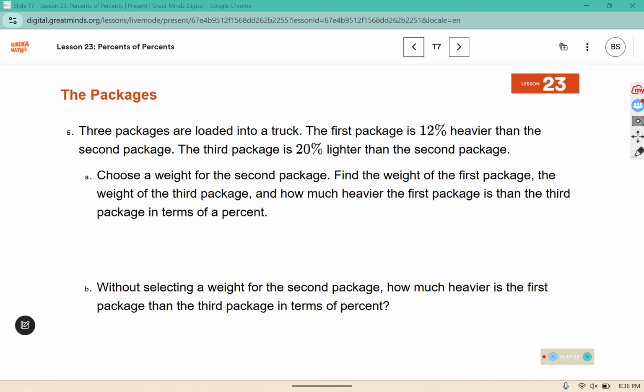3 packages are loaded into a truck. The first package is 12% heavier than the second package. The third package is 20% lighter than the second package. A. Choose a weight for the second package. Find the weight of the first package, the weight of the third package, and how much heavier the first package is than the third package in terms of a percent. Let's say that second package is 50 pounds.